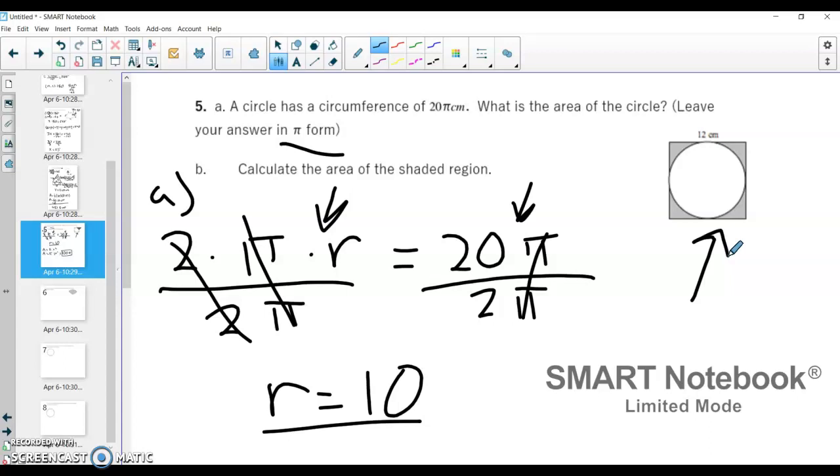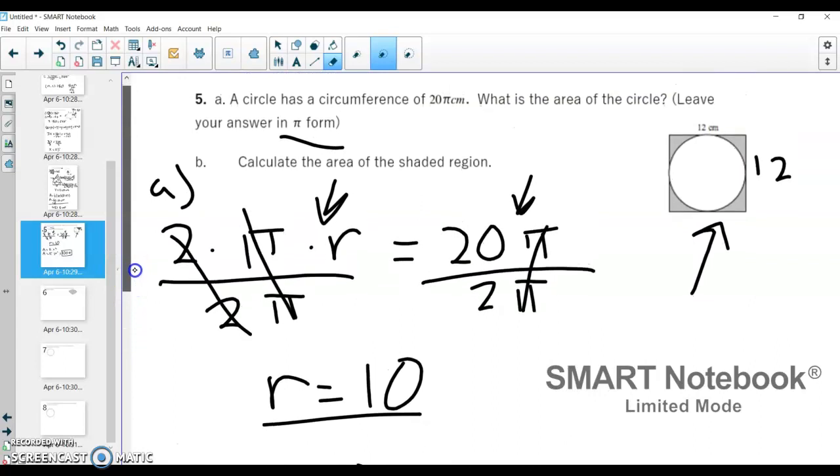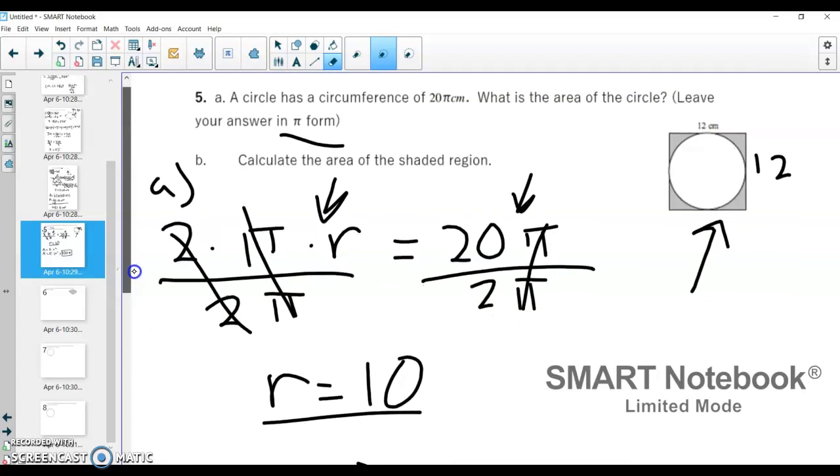All right, what I want you to notice is that this 12 centimeters here, that 12 centimeters is really the same as this diameter. The diameter of the circle is also 12 centimeters, which actually means this is a square here because the diameter would also have to be 12 going from top to bottom as well. And so to find the area, we're going to have to find a couple areas here. We're going to find the area of the square, and then we're going to find the area of the circle, and we're going to subtract out the circle.